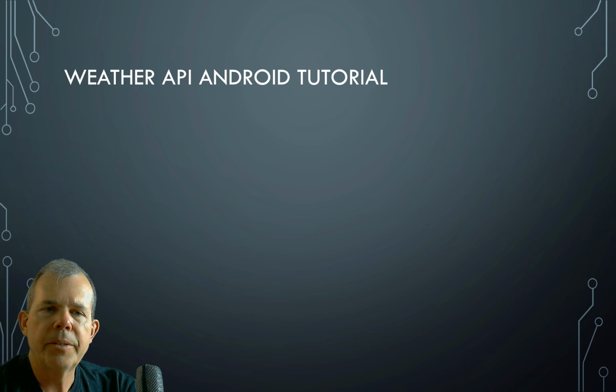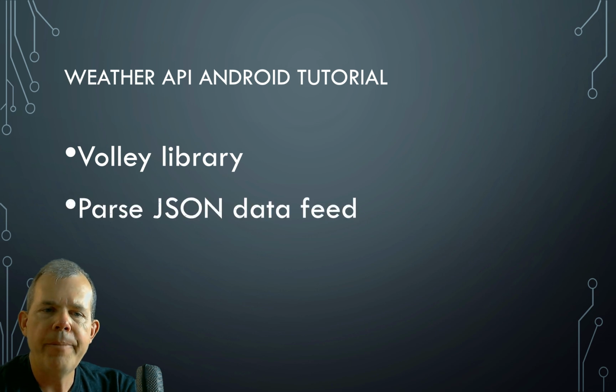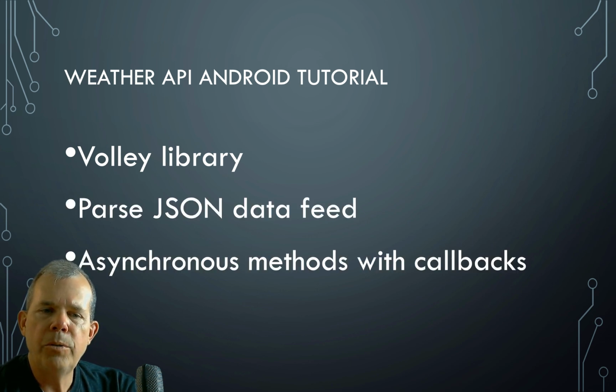So here's what's ahead of us. We're going to create a weather application using an API in Android. We're going to install the Volley library. We're going to parse a JSON data feed, and then we're going to use asynchronous methods using callbacks to update our user interface. All of that is just ahead of us, so let's take a look at how to build a weather app using Android.